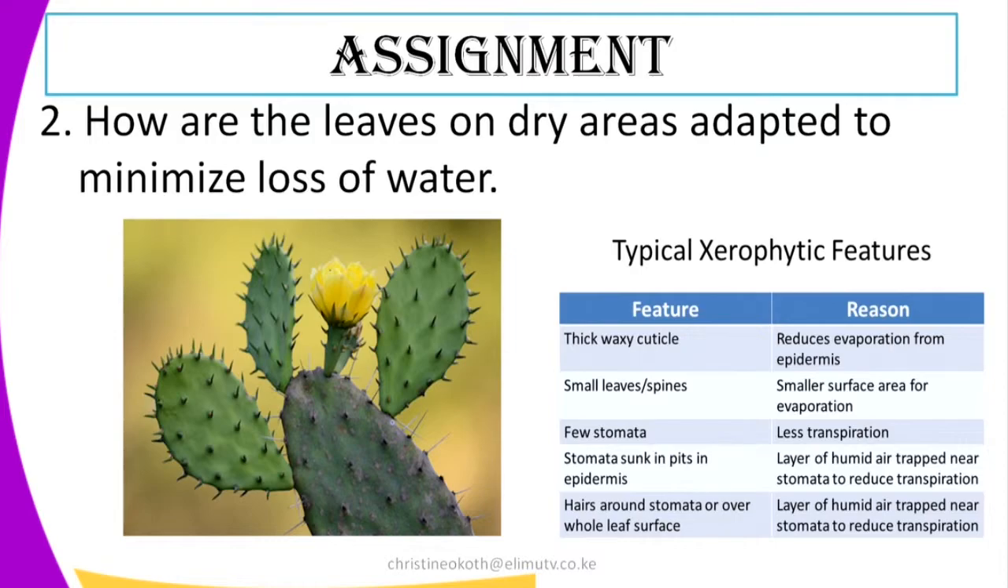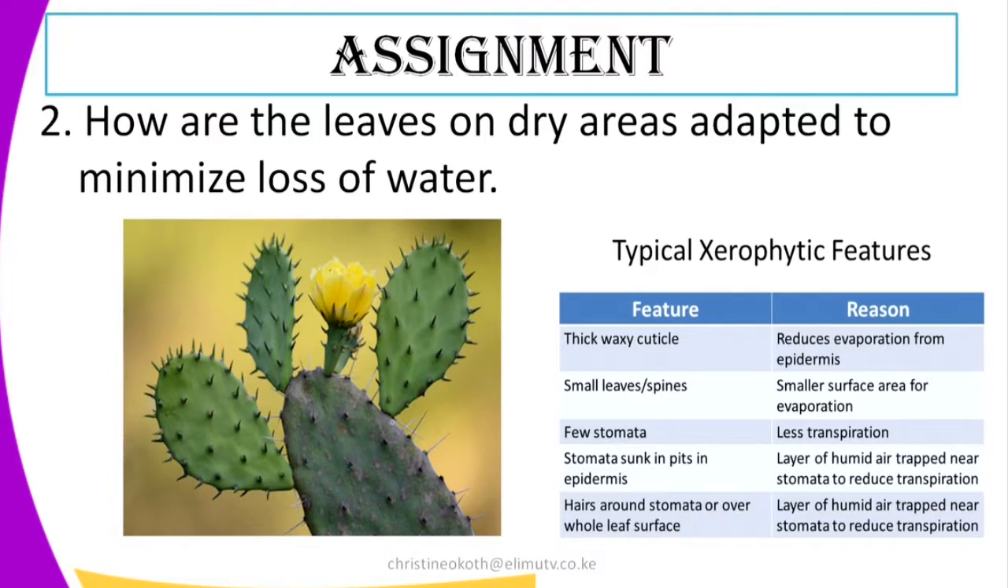Then they have few stomata on the leaves. So this helps in the reduction of transpiration, or it helps in the reduction of loss of water. Then the stomata are sunk in pits in the epidermis. So this one also helps the reduction of transpiration. Then lastly, the hairs around the stomata or over the whole leaf surface. So there are hairs which are around the openings, the stomata. So the layer of humid air trapped near stomata helps in reduction of transpiration.